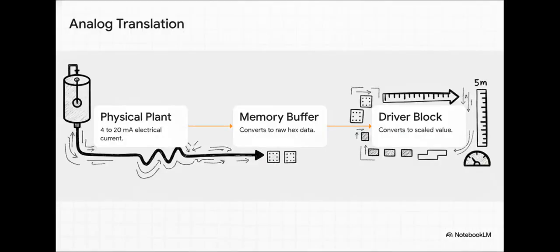So this analog signal translation pipeline basically happens in 3 distinct stages. In stage 1, out in the physical plant, an instrument measures a level and sends a 4 to 20 milliamp current. Boom. Then, in stage 2, that electrical current hits the process image memory buffer where it's converted into raw hex data, say ranging from 16#0000 to 16#6000. Finally, in stage 3, the driver block grabs that hex data and transforms it into a scaled physical value from 0 to 5 meters. This specific conversion from a raw current to a measurable physical unit is all dictated by what's called the mode parameter inside the block.